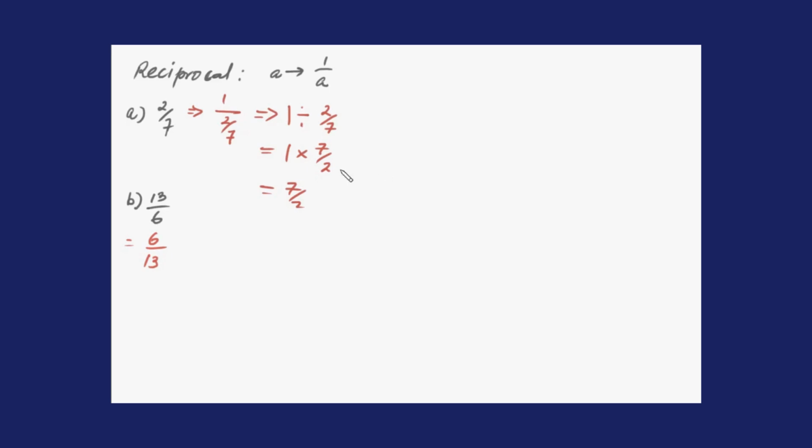All right. If they ask you to find the reciprocal of 2, what would you do? The reciprocal of 2, we know that 2 is the same as 2 over 1. So its reciprocal would be 1 over 2. You just flip 2 over 1 into 1 over 2. That's as simple as that, guys. I hope you understand.